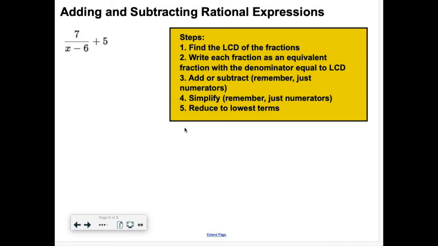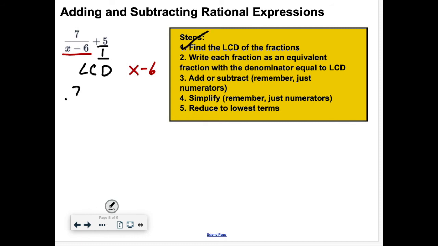This one, again, you might be tempted to say, well, we don't have a fraction here. I do have a fraction here, it's just over 1. So, my LCD. I have one factor of x minus 6. I have another factor of 1. But again, 1 times anything is just the same thing I started with. So I'm not going to multiply it by the x minus 6, I'm just going to leave it. So find the LCD. Write each fraction's equivalent fraction.